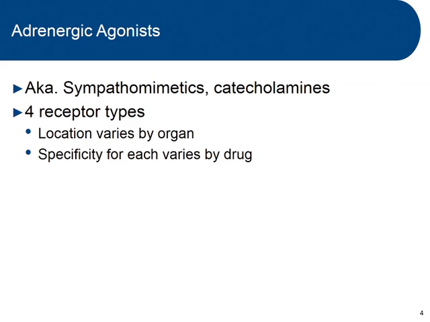There are four receptor types. Just to remind you, we already talked about this when we talked about pathophysiology, but there are four receptor types, and the location of these adrenergic receptors does vary by organ. And when we begin talking about the drugs, you'll see that the specificity for each of these different receptor types will vary by drug as well.